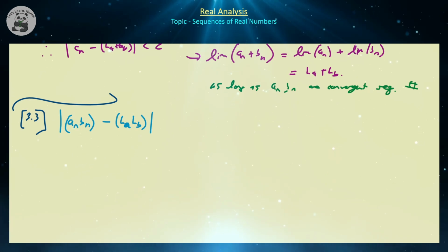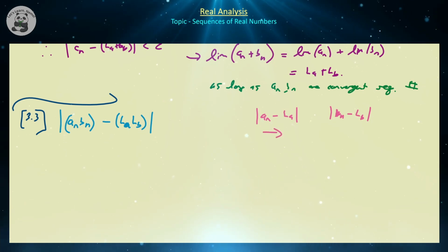So same thing with products, we need to introduce somehow An minus LA and Bn minus LB. Right? We have to introduce these things because we know that this converges to 0 and this converges to 0 as well as n gets arbitrarily large, right? So the only way we can do it is to introduce some cross product terms so that we can factor.